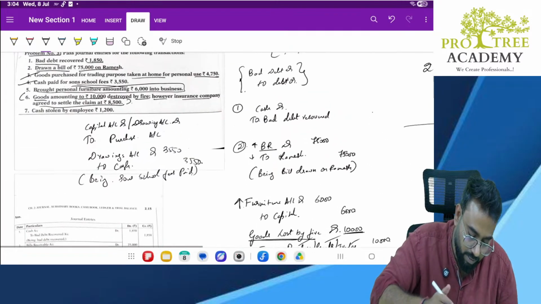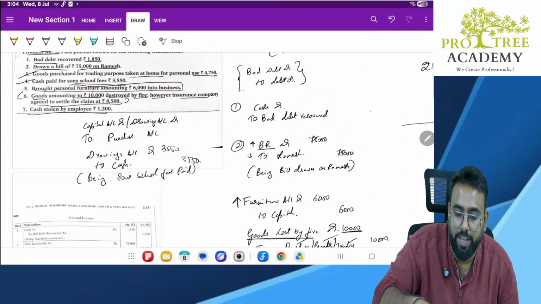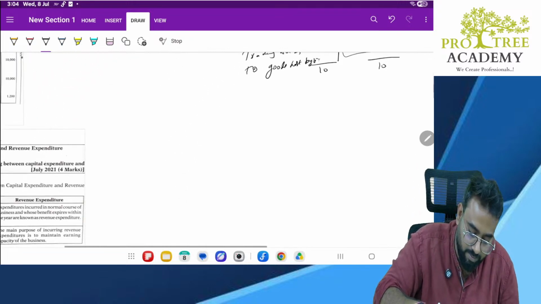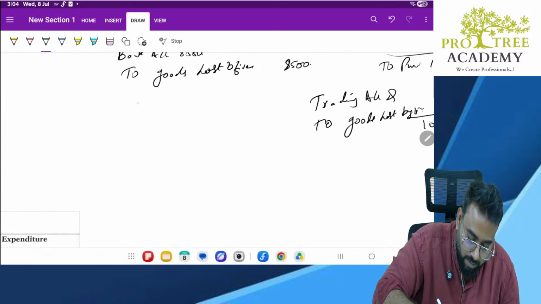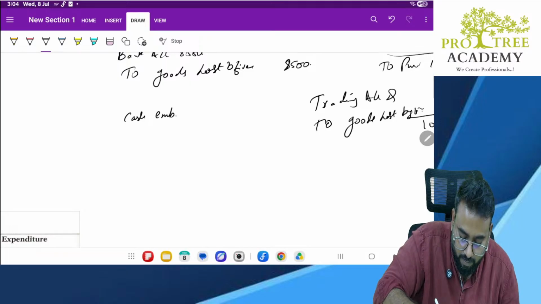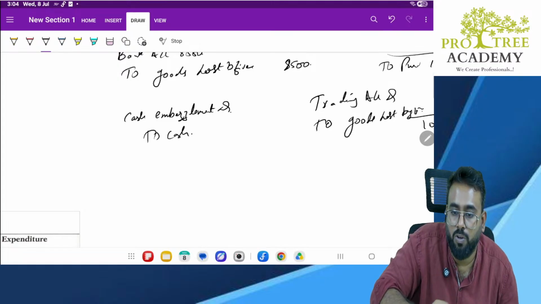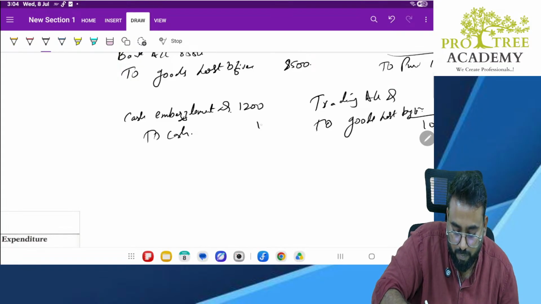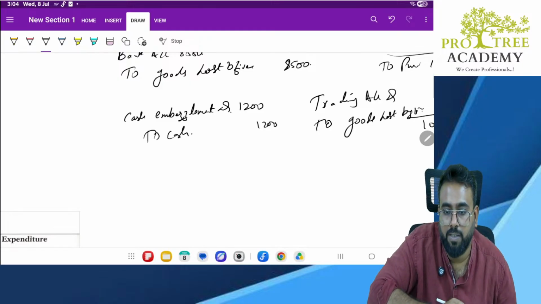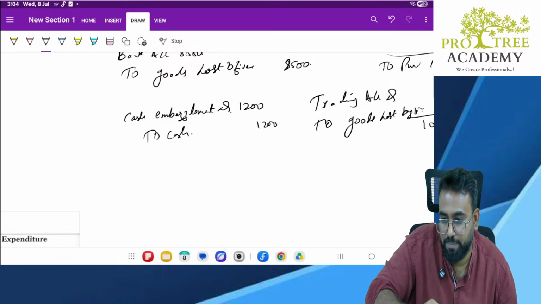Next. Sir, cash stolen by employee. What is the entry? We can say cash embezzlement account debit to cash account. Correct or no? How much? How much? Clear? Everyone? That will come as a next entry, madam.